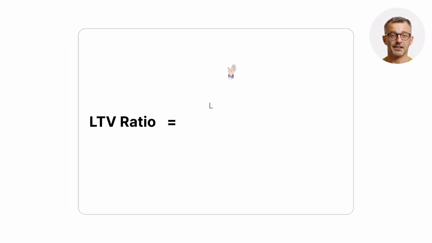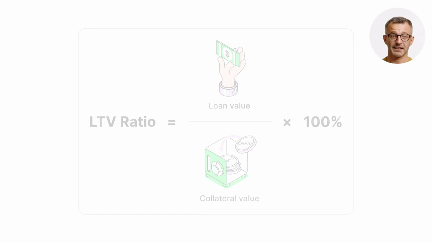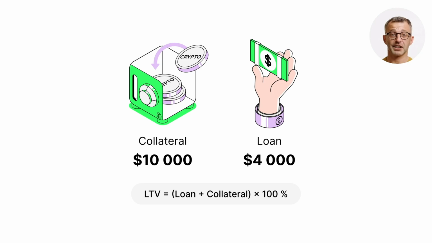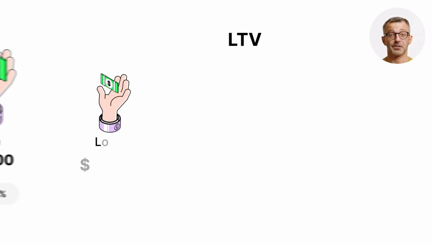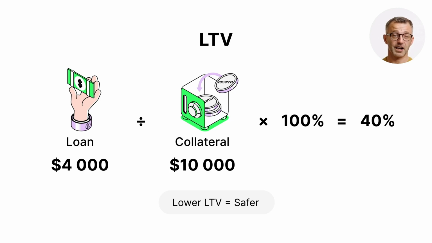LTV, or loan-to-value, is the ratio of the loan amount to the value of the collateral multiplied by 100%. Let's look at how LTV is calculated. Suppose you have $10,000 in some cryptocurrency that you are ready to provide as collateral for a loan. You want to borrow $4,000 in digital dollars, USDT, which equals $4,000 in regular dollars. Divide $4,000 by $10,000 and multiply by 100%. We get 40%. This is your LTV.